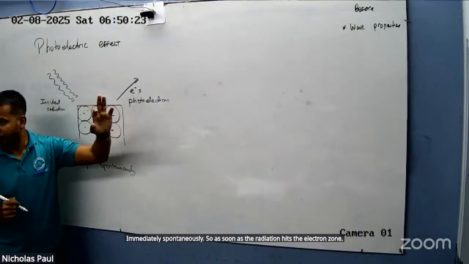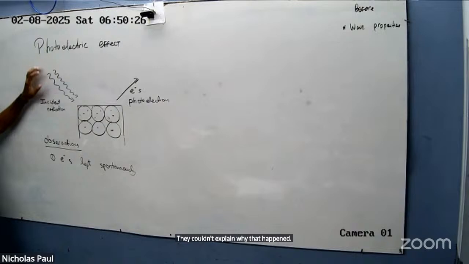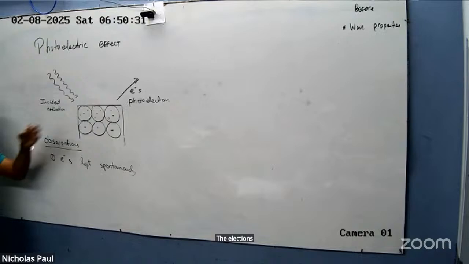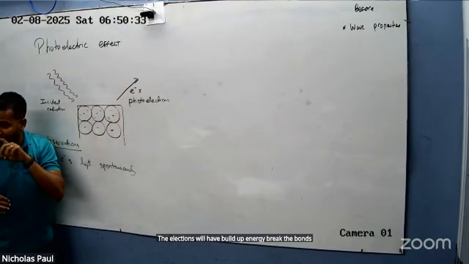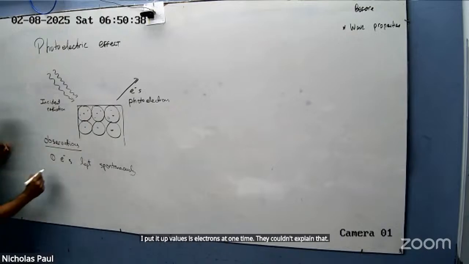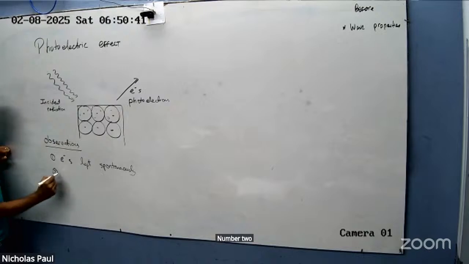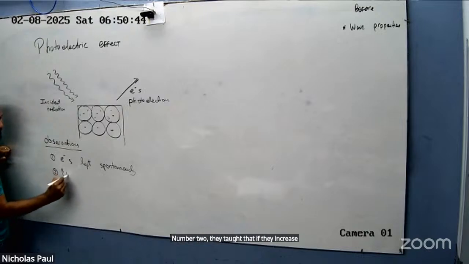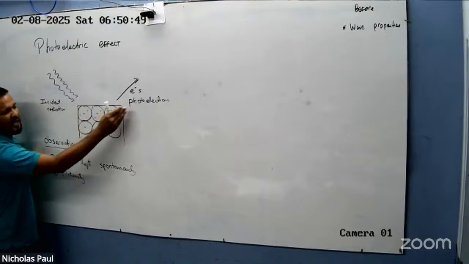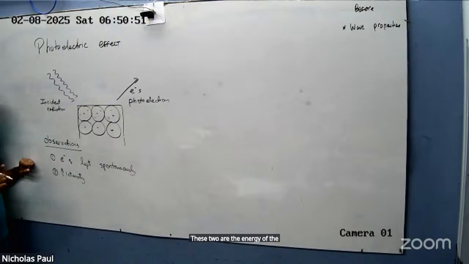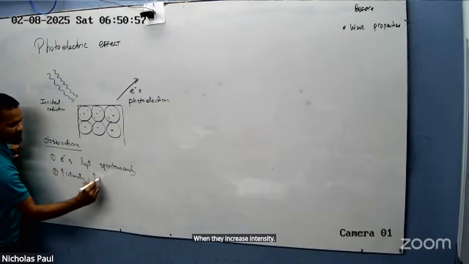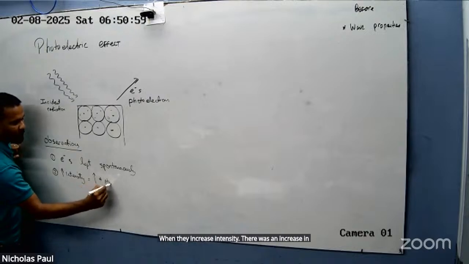They couldn't explain why that happened. Here's what they thought. They thought that as radiation hits, the electrons would build up energy, break the bonds, and then leave. But that did not happen. At particular values, these electrons left at one time. They couldn't explain that. Number two, they thought that if they increased the intensity, the energy of the electrons would increase. But here's what really happened. When they increased intensity, there was an increase in the number of photoelectrons.